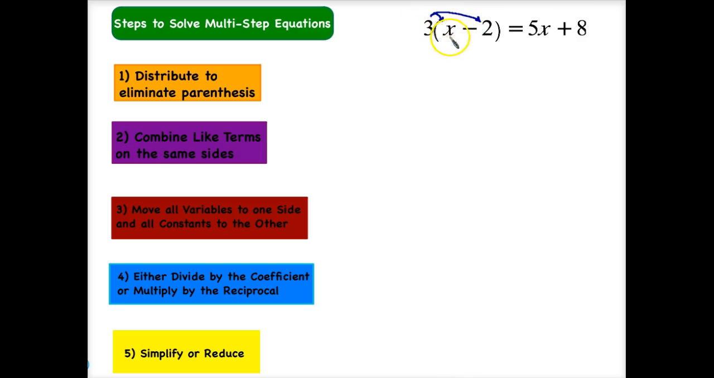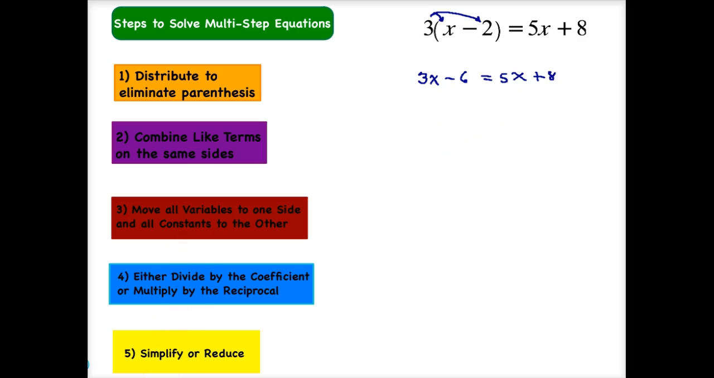So I will do 3 times x, which is just 3x. And then I will take 3 and multiply it by a negative 2. Make sure to include the sign. 3 times negative 2 is negative 6. Each time I'm going to write out the complete equation in order to keep it organized. I will also work on keeping my equal sign in the same place.